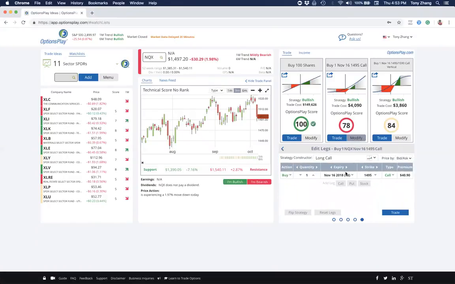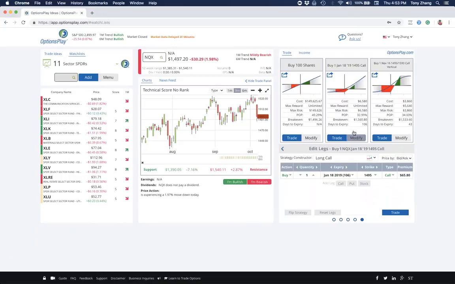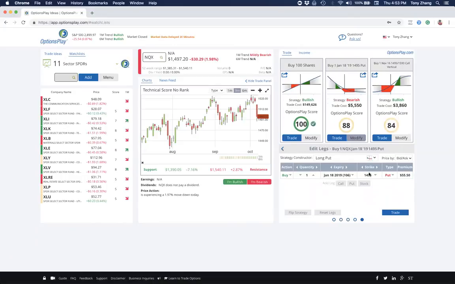So what I'm going to do is modify these expiration dates. We talked about using relatively longer dated options. So I'm going to select the January 2019 option, and I'm going to use a January 2019 put option. I'll do the same thing here, a January 2019 put option.